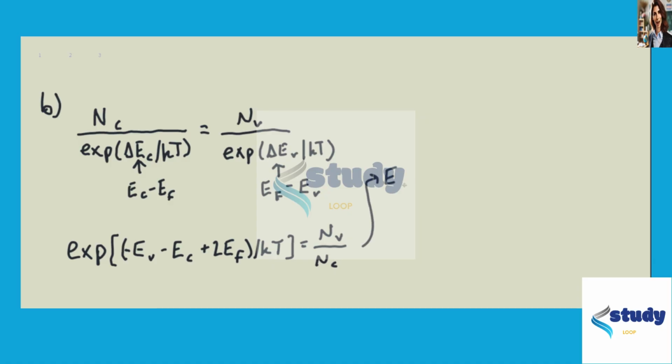And just like we were supposed to, we find that the Fermi energy is 1/2 times the conduction and valence energies plus this KT log NV over NC.